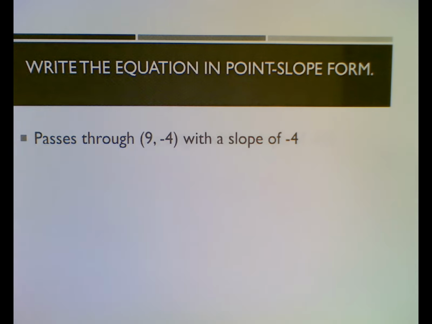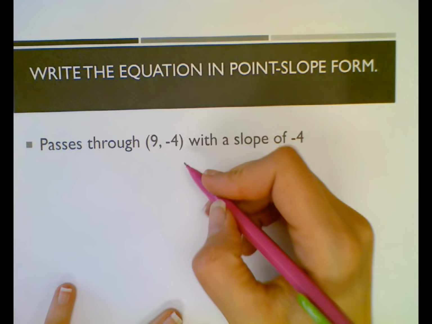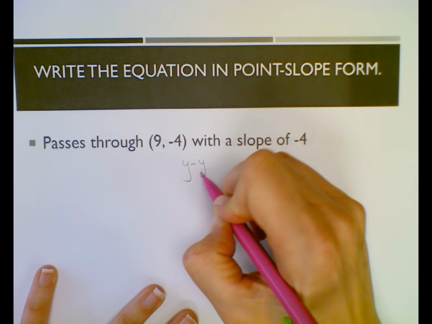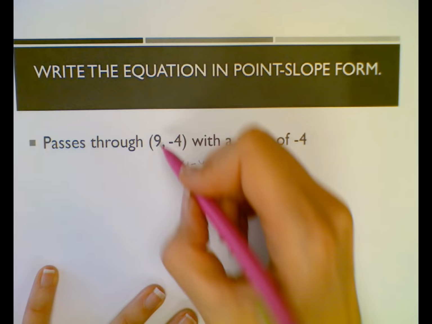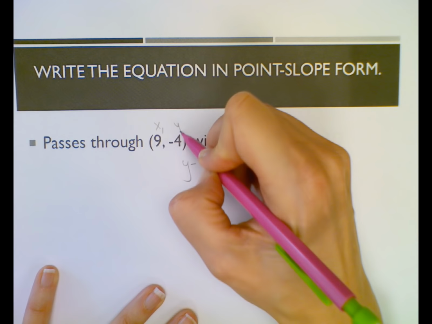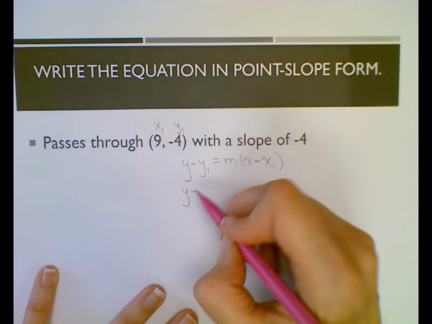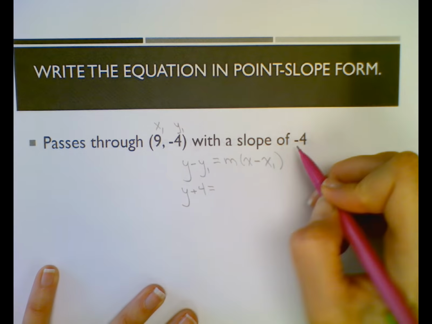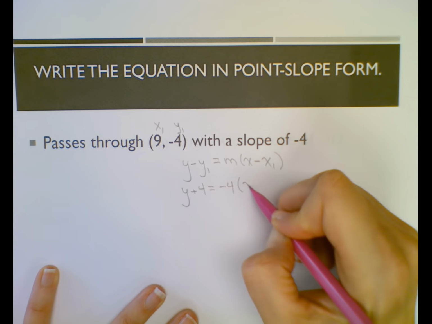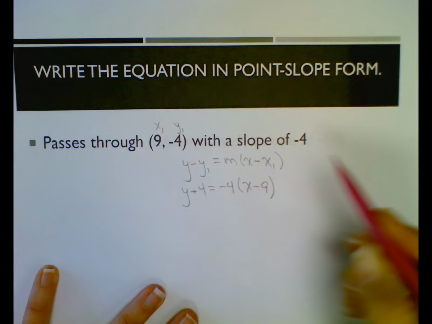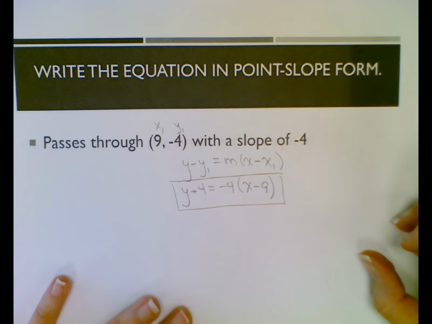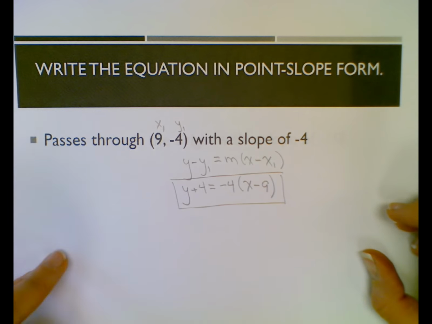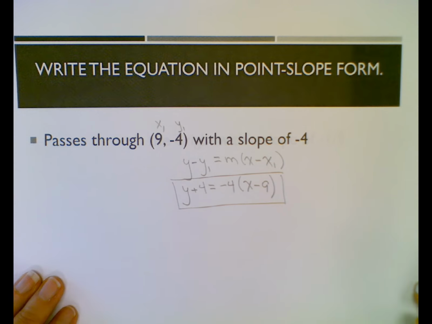All right, write the equation in point slope form. So this is going without a graph. Remember, point slope form is y minus y sub 1 equals m times x minus x sub 1. This is your x sub 1, this is your y sub 1. So y minus a negative 4 is plus 4. My slope is negative 4, x minus 9. That's point slope form. The hardest part, remember, about point slope form, when it tells you to stop, is to stop. Not to distribute, not to simplify.